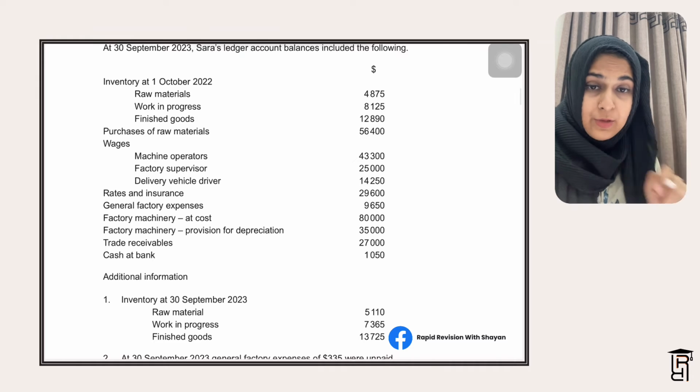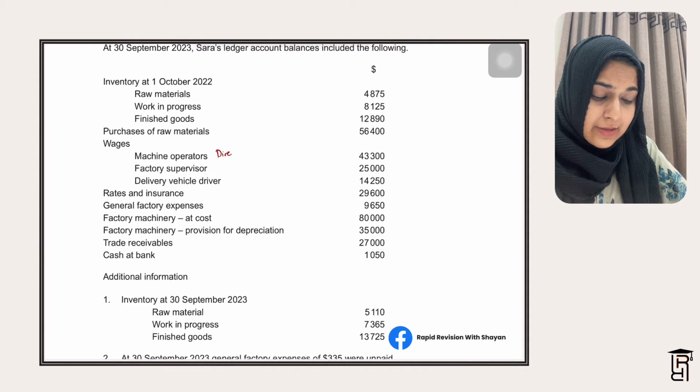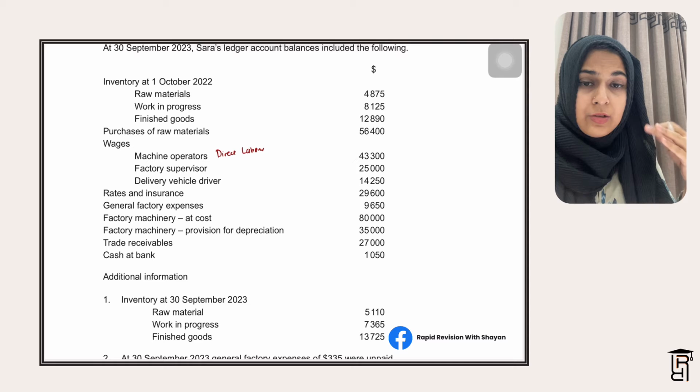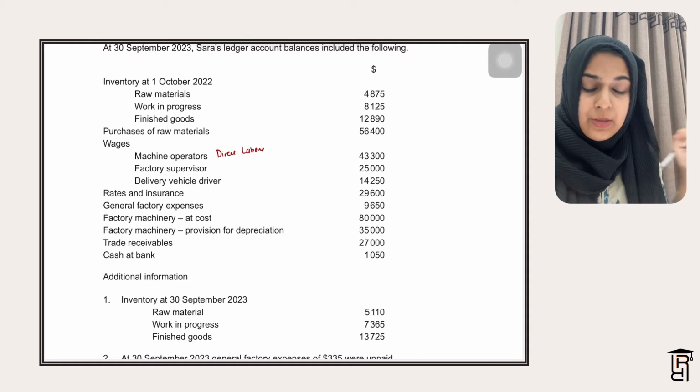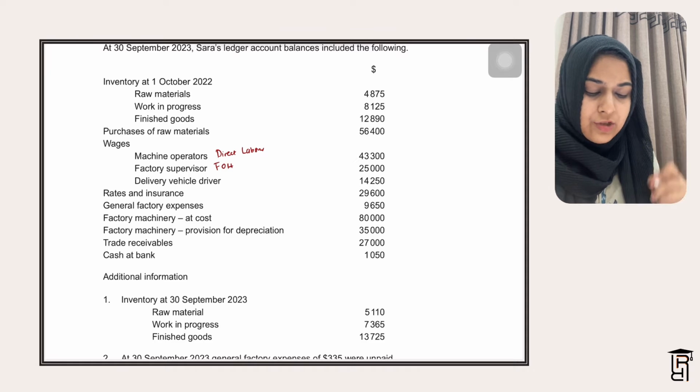So we have 3 types of wages here. So they're saying machine operators is direct labor. We know this because machine operators will be given wages according to the number of output they produce. Factory supervisor is indirect factory overheads. So I'll write FOH here.